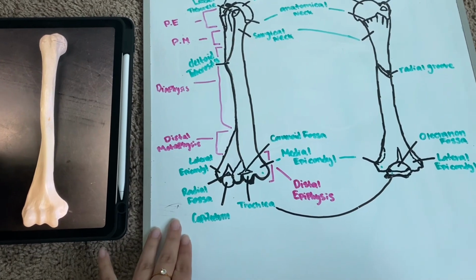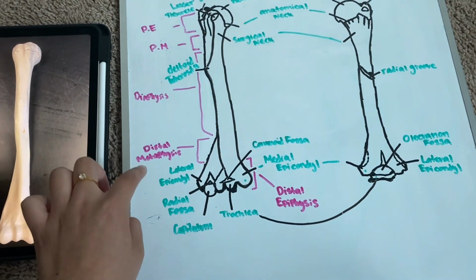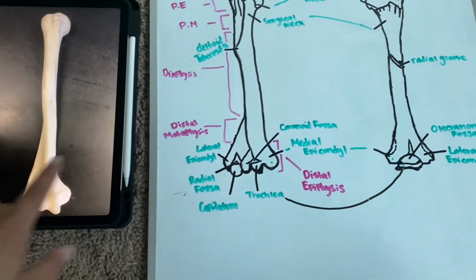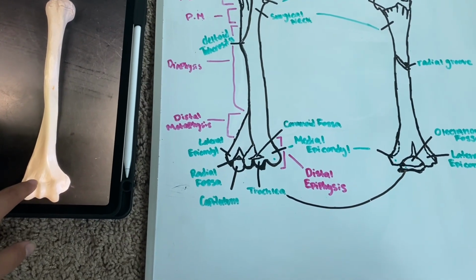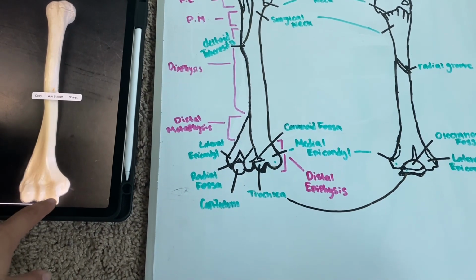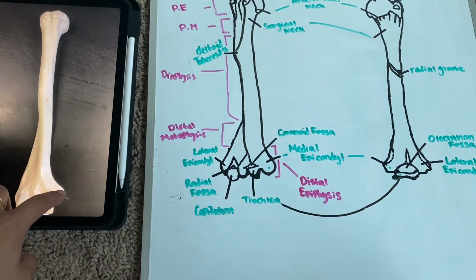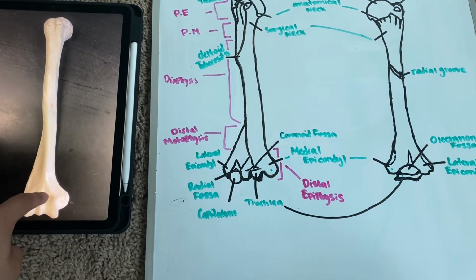On the bottom portion of the bone, we have the lateral epicondyle. We have the radial fossa, which is right here. We have the capitulum, and then we have the trochlea, and then we have the medial epicondyle, and then we have the coronoid fossa.